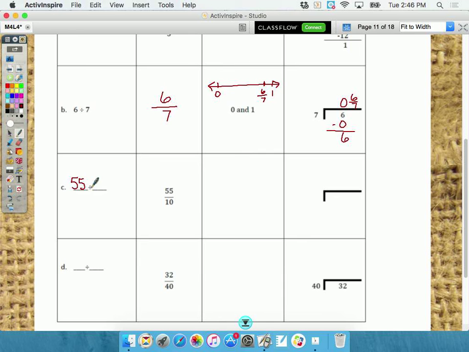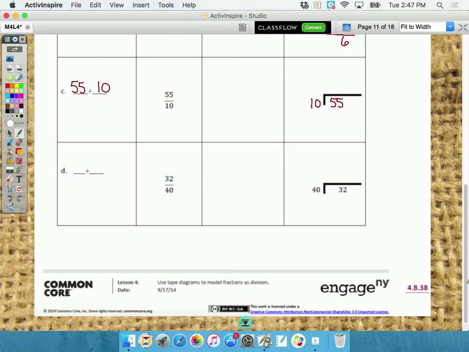55 divided by 10. Save column 3 till the end. Okay? What number goes in the doghouse? 55. Divided by 10. It goes in there 5 times. 5 times 10 is what? 50. So I have 5 and 5/10 left. Should I simplify that? Yes. 5/10 can also be thought of as 1 half.